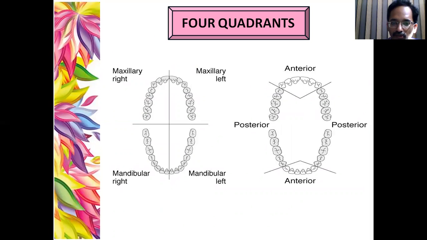Generally, we divide the mouth into 4 quadrants: maxillary right, maxillary left, mandibular left, and mandibular right. Similarly, we divide the arches into the anterior segment and the posterior segment. The anterior segment comprises the central incisor, lateral incisor, and canine, and the posterior segment comprises the first and second premolars, and the first, second, and third molars.